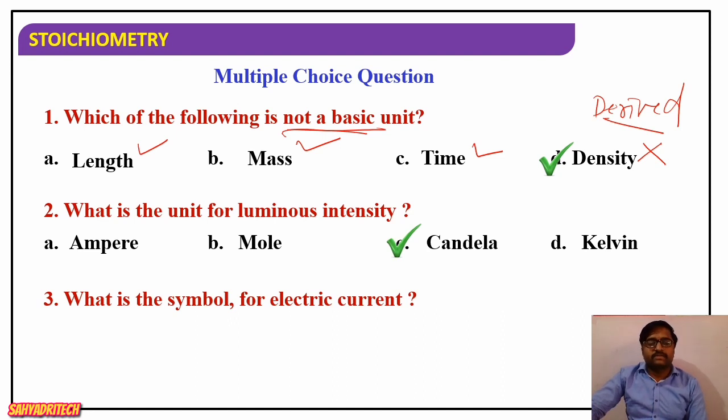Next one. What is the symbol for electric current? They are asking for the symbol of the unit of electric current. Options: capital L, capital T, capital M, and the fourth option, capital I. What is the answer? I. I is the symbol for electric current, right?